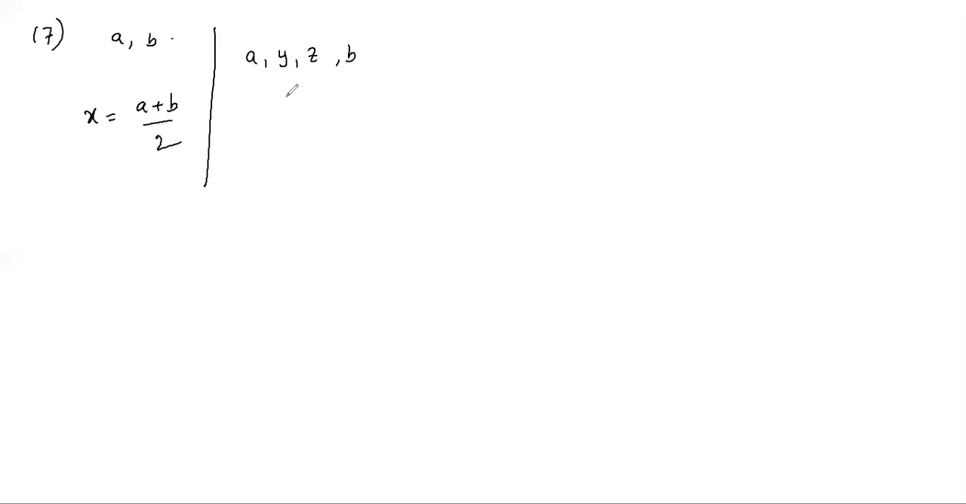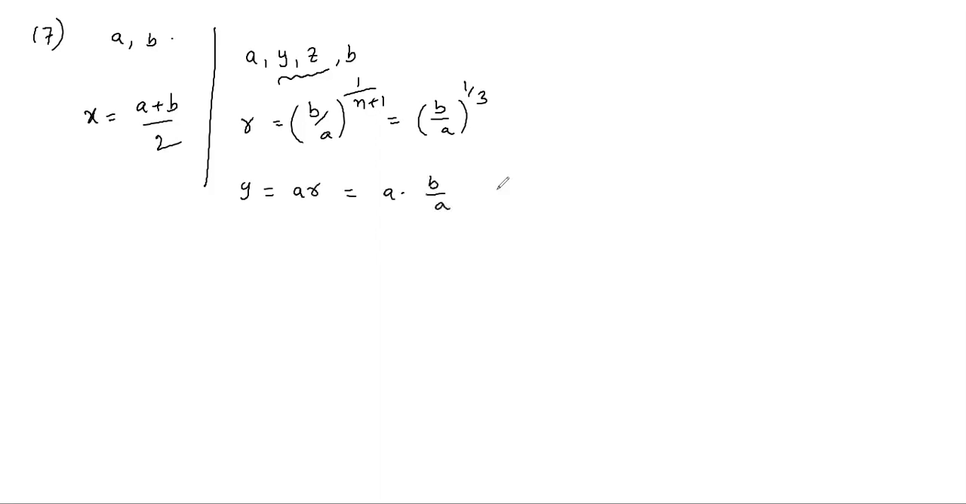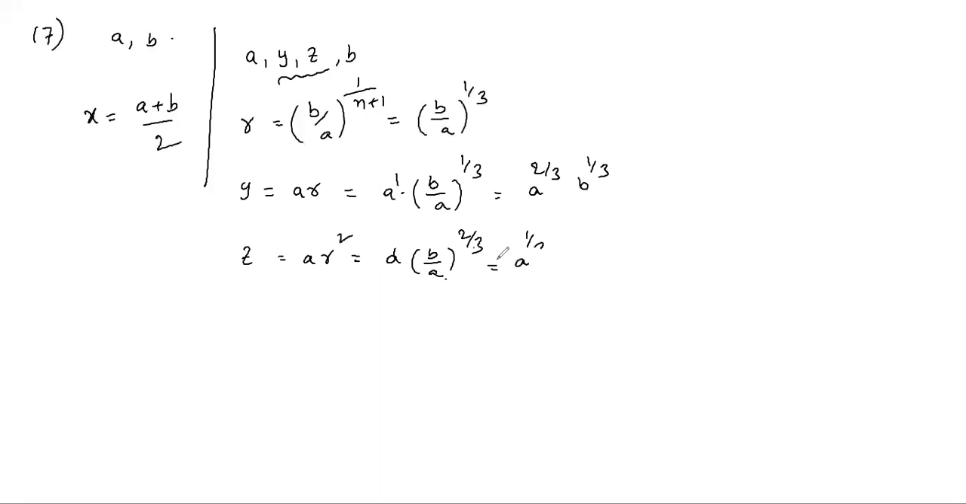Now, for the geometric means, we know the common ratio is B by A whole power 1 by n plus 1. Here how many are we taking? 2. So B by A whole power 1 by 3. So Y is the second term, a r: A into B by A whole power 1 by 3. A divided by A power 1 by 3 is A power 2 by 3, B power 1 by 3. Similarly, the next one, a r square, is the third term: A into B by A whole power 2 by 3. So A power 1 by 3, B power 2 by 3. So these are the values of Y and Z.